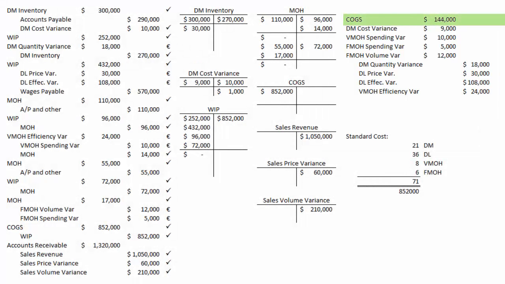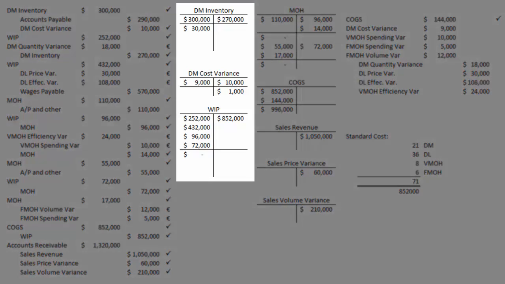So now what I want to do is post this last little journal entry, cost of goods sold. Let's go ahead and pop that one in there and then sum our cost of goods sold after the adjustment is $996,000. Okay, what do we have left in inventory? We have no finished goods inventory. I didn't even move it through finished goods inventory. I took it straight from WIP into cost of goods sold. We have our direct material inventory. We've already explained that. Our WIP inventory is zero. So the only thing we have left is direct materials to start the new quarter with, or the new year with.